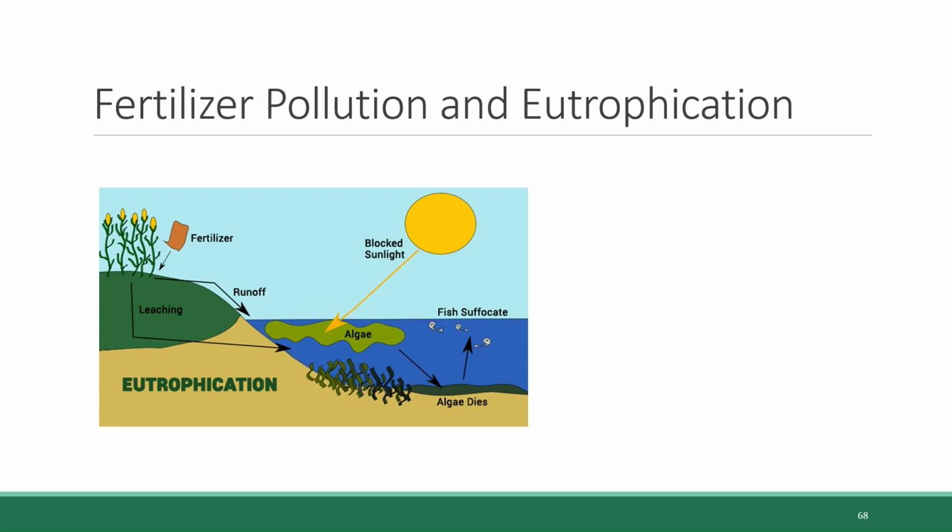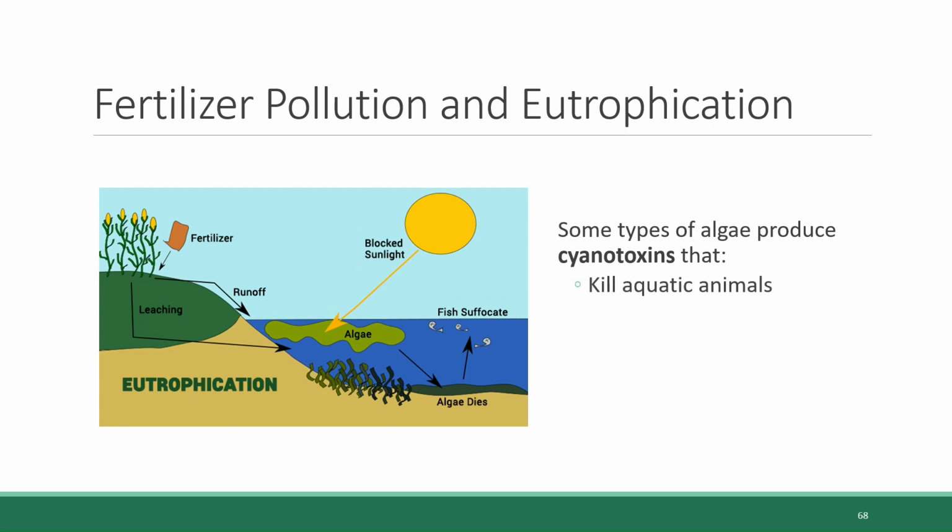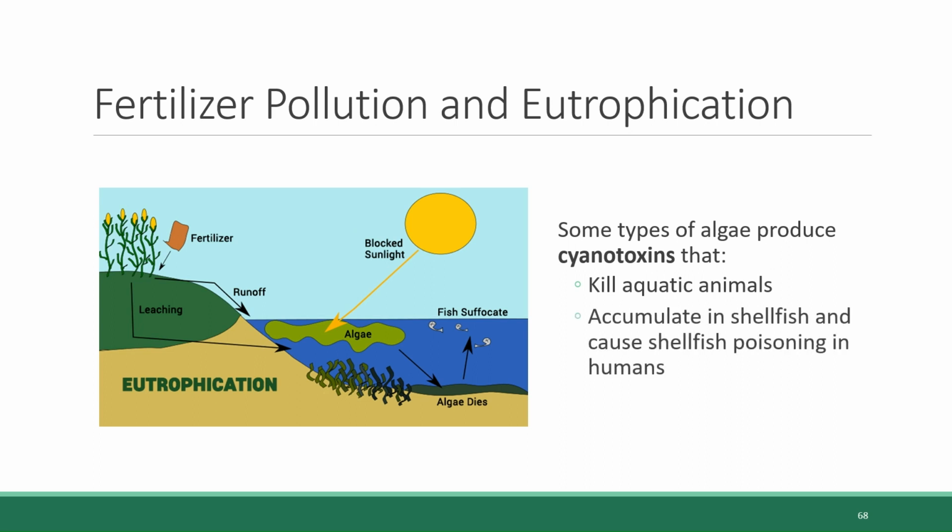As if that wasn't enough, some of these types of algae that are involved in the bloom produce toxic compounds called cyanotoxins. These types of algae are technically cyanobacteria, but they're sometimes called blue-green algae. And that's where the name cyanotoxins comes from. And they directly kill aquatic animals and can also accumulate in shellfish and cause food poisoning in humans when those shellfish are harvested and consumed.